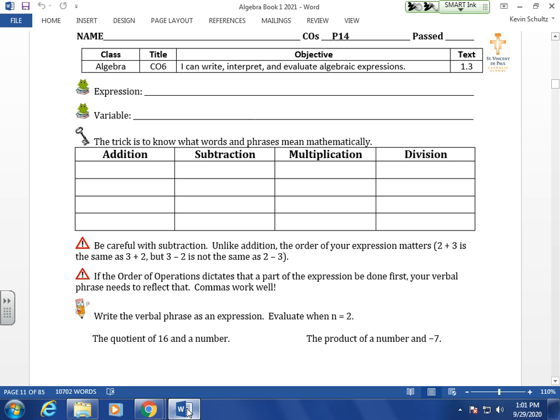Good day. Today in Algebra, we'll be going over CO6, which is writing, interpreting, and evaluating what we call algebraic expressions. So the first word we have to define here is expression. And not talking about facial expressions, because we can't see those today anyway. But what is a mathematical or algebraic expression?